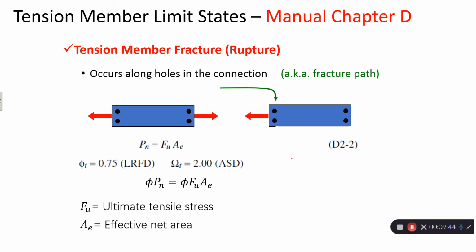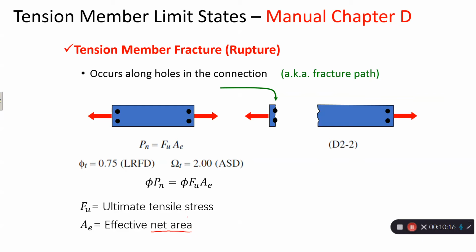The second limit state is the tension member fracture or rupture. They mean the same, fracture or rupture. Fracture or rupture usually takes place along the holes. In this case, Pn, the capacity, equals Fu times Ae. Fu is the ultimate tensile stress, and Ae is the effective net area.